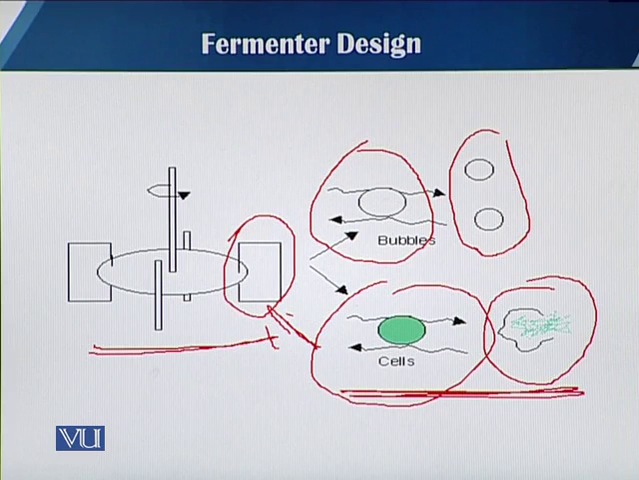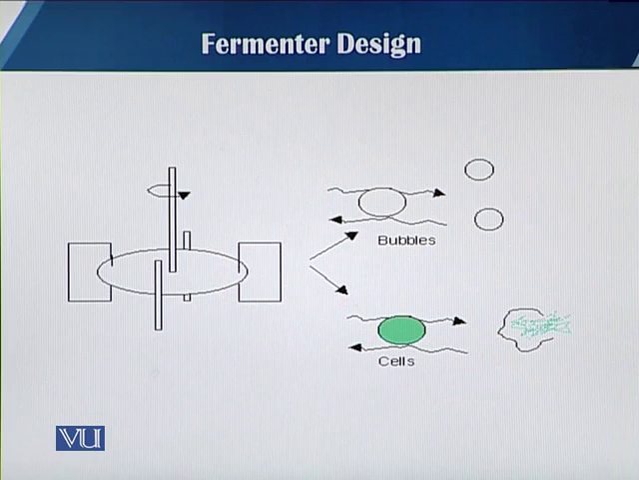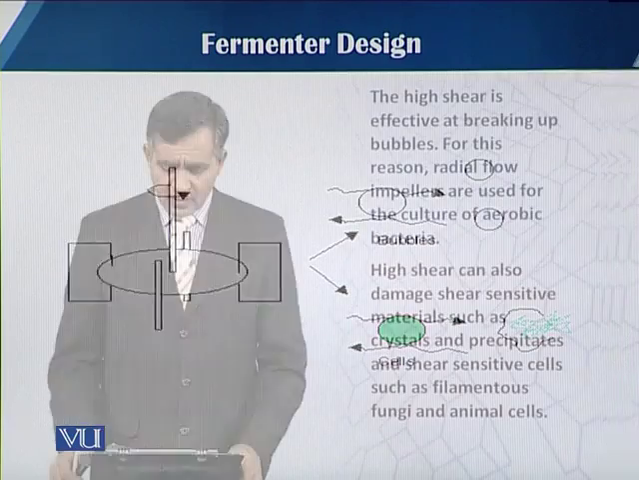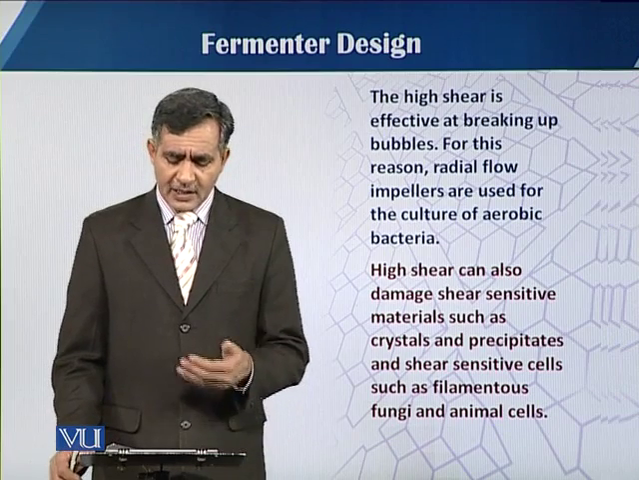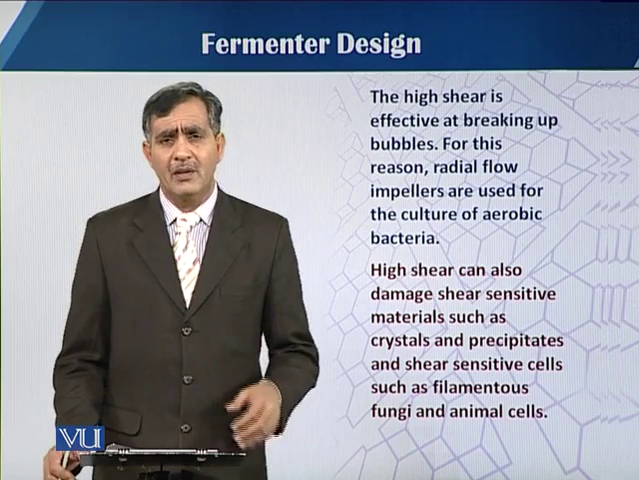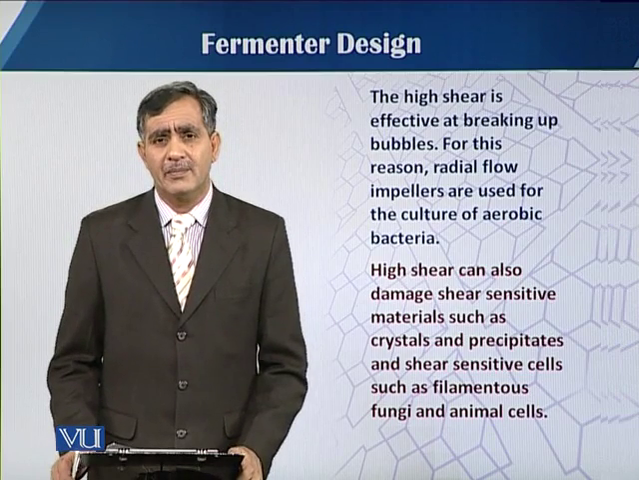When there is continuous shear to the cells, because there is no mass culturing, all the time there is a disruption of the cells, and then there is an increase of toxicity inside the fermenter. So that's why sometimes radial impellers are a very negative choice. We see that the high shear is effective in breaking up the bubbles. For this reason, radial flow impellers are used for highly aerobic fermentation processes.